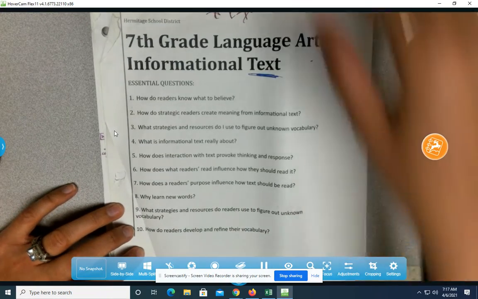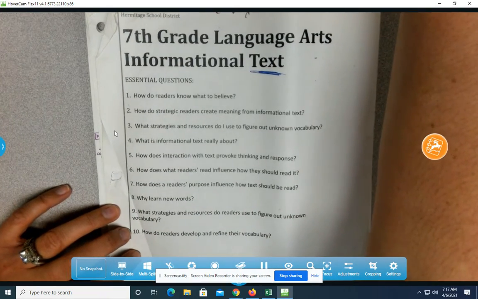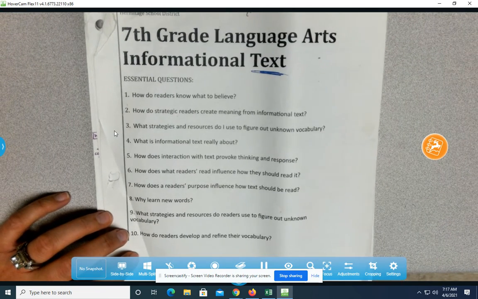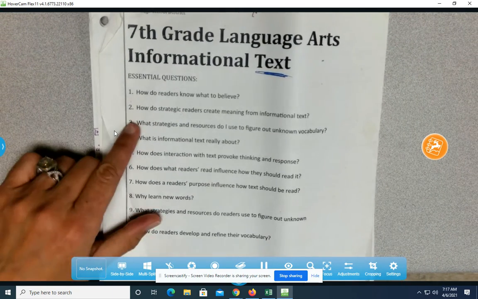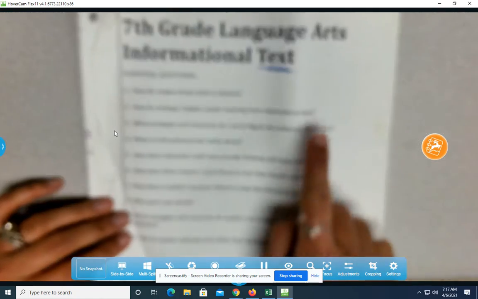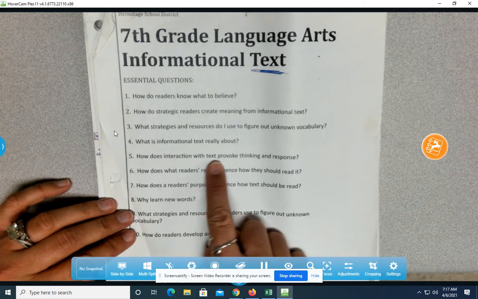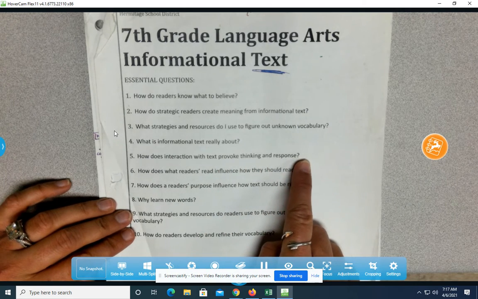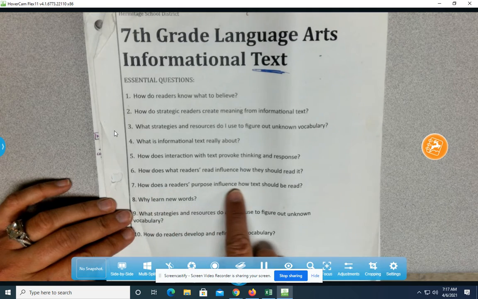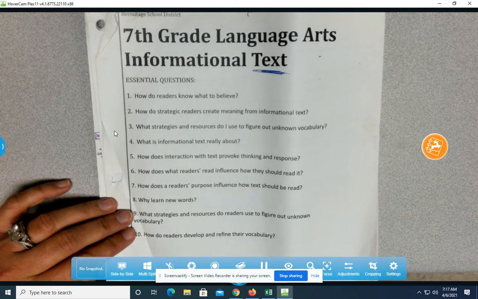Hello, today we are going to start close reading in the informational text learning target packet. The essential questions for today are number 2, how do strategic readers make meaning from informational text? Number 5, how does interaction with text provoke thinking and response? And number 7, how does the reader's purpose influence how the text should be read?